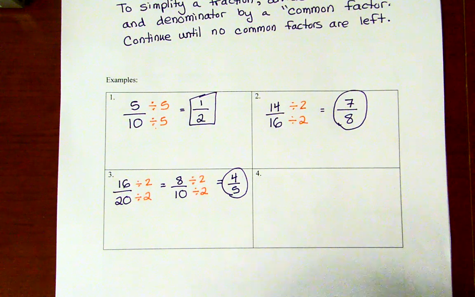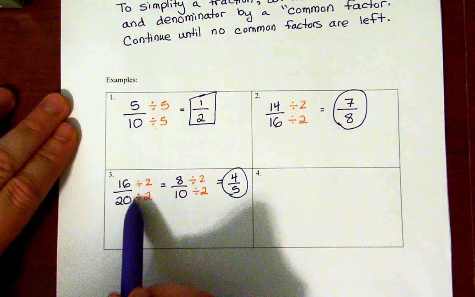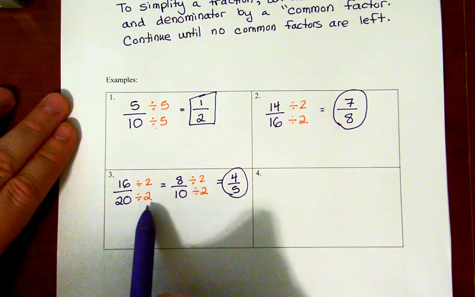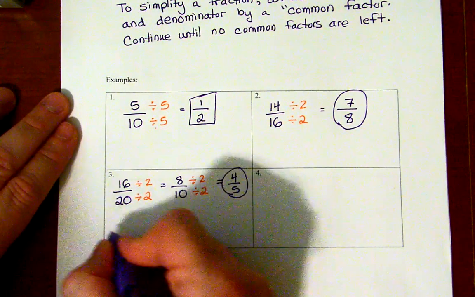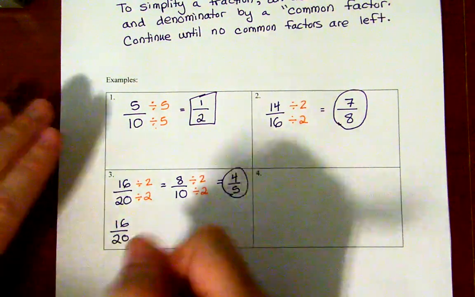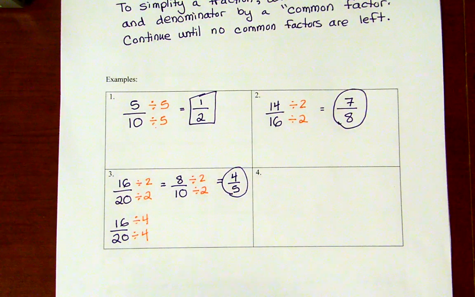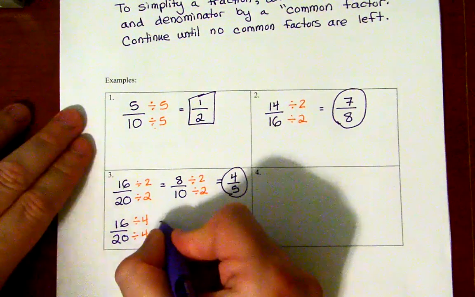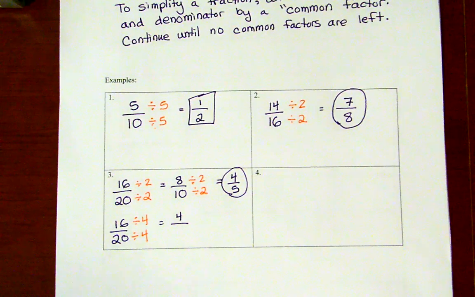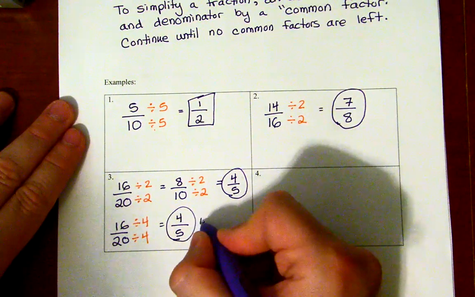Now, there is another way we could have done this problem. When I asked you to start this one off, what did you divide by? If you said, instead of divide by 2, if you said divide by 4, that's absolutely going to work. And look what happens here. If I divide by 4, divide by 4, well, 16 divided by 4 gives me 4. 20 divided by 4 gives me 5.